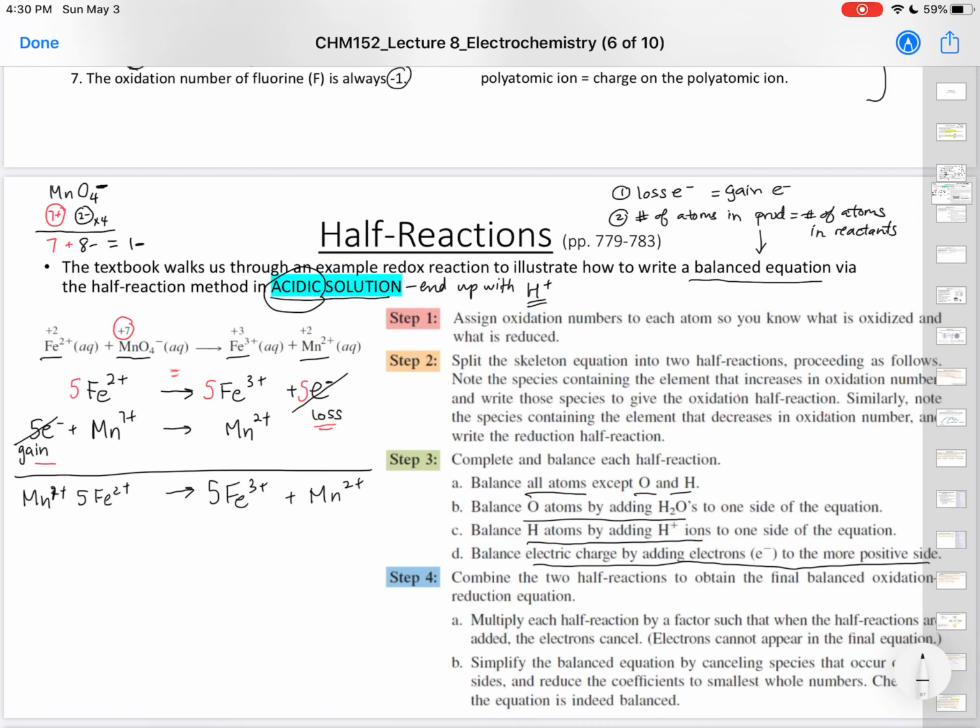okay? And so we're just going to read step 4. It says multiply each half reaction by a factor such that when the half reactions are added, the electrons cancel. We've done that already. 5 electrons lost, 5 electrons gained. Simplify the balanced half reactions by canceling the species that occur on both sides, and reduce the coefficients to the smallest whole number. In this particular case, the coefficients are already the smallest, and there are no redundant species, so you can just stop there. Okay, so this is balanced in terms of the acidic situation.